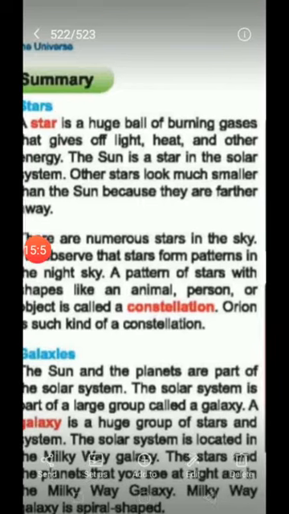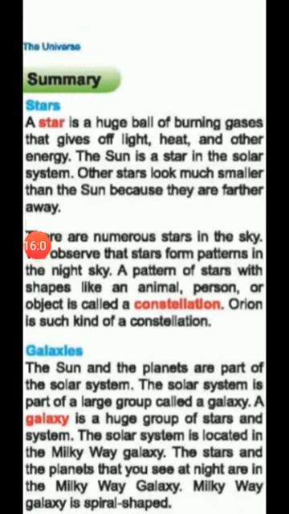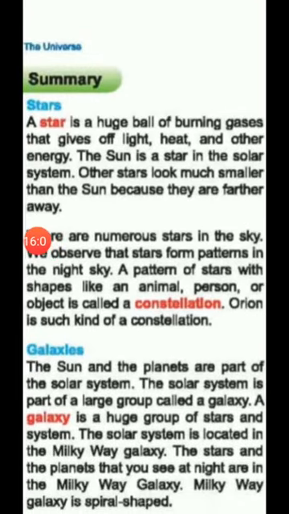The sun is a star of the solar system. In our solar system, the sun is a star. Other stars look so much smaller than the sun because they are farther away. I told you before that in the night sky we can see many stars, but all the stars look very small, but actually they are very big, bigger than the sun. But we see them as very small because they are so far from us.